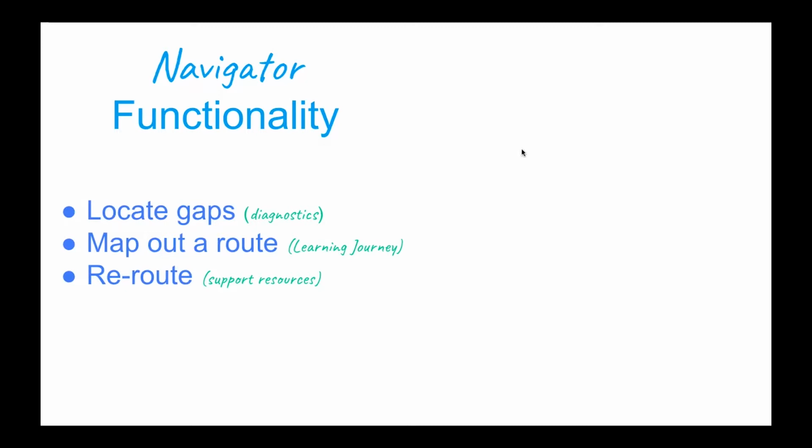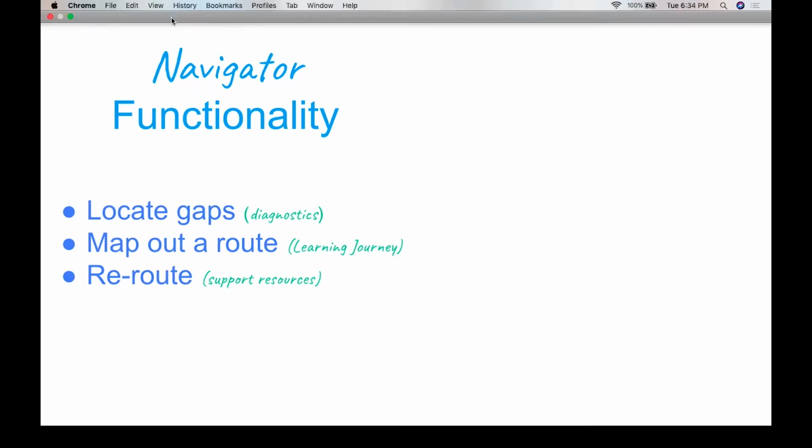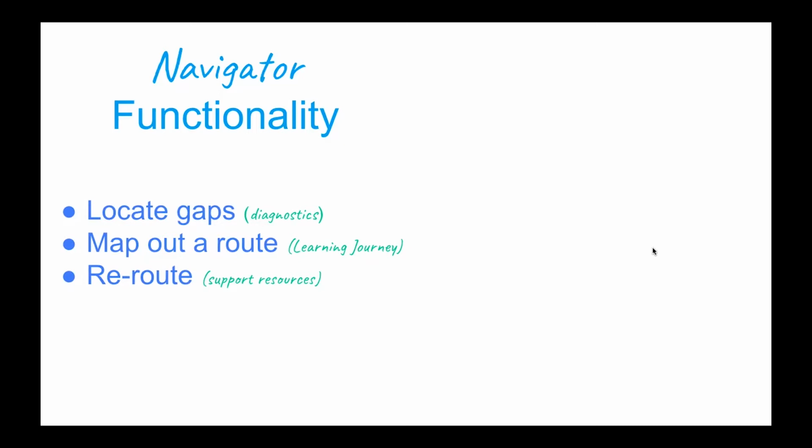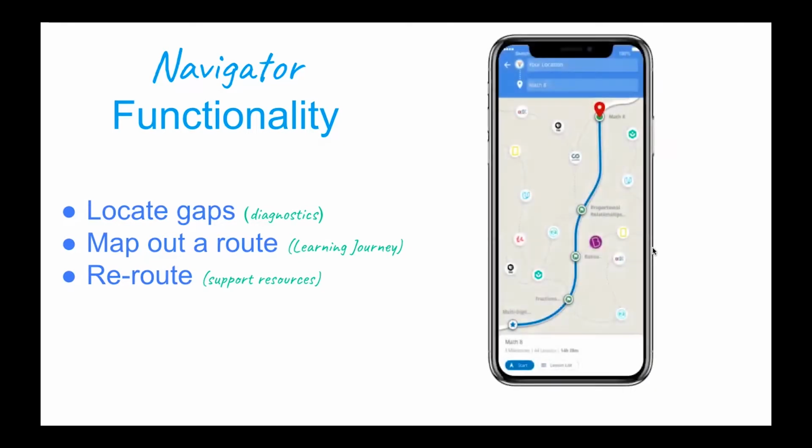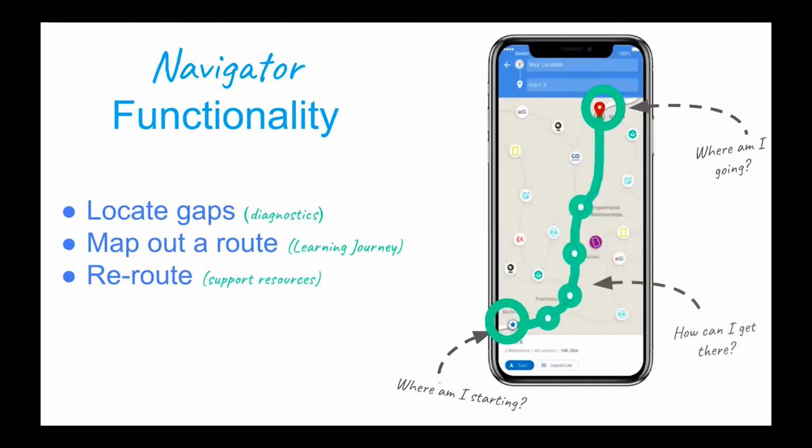All right. So, quick overview of the Navigator's functionality. Much like a GPS can pinpoint where you are right now and route you to your destination, the Navigator can do this for learning materials. So, through our asynchronous learning, our typical learning journey experience, we are able to locate gaps through the diagnostic, map out the route to the learning journey, and then reroute with support resources when needed.